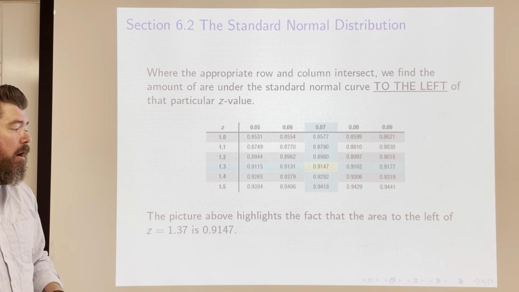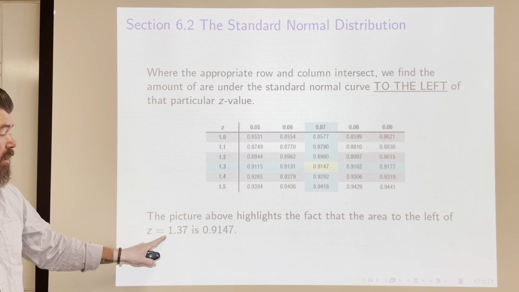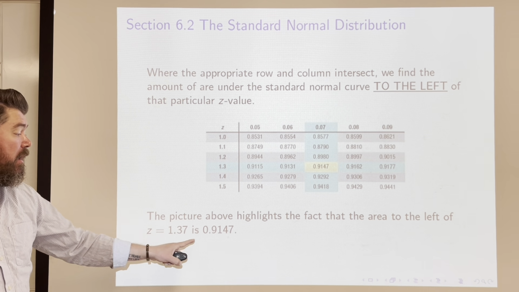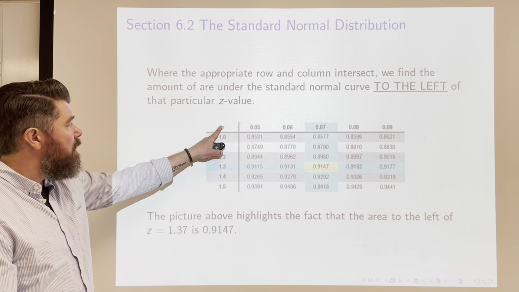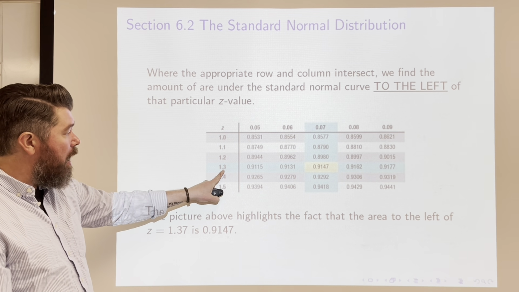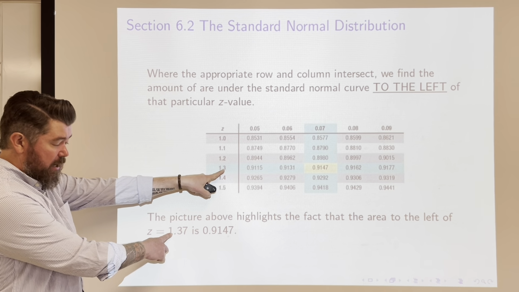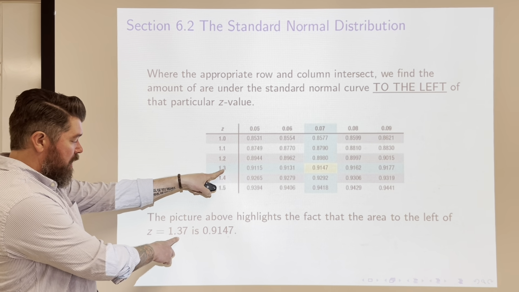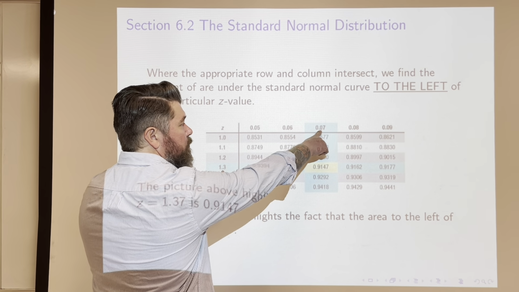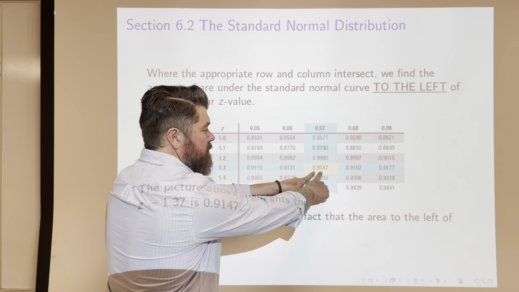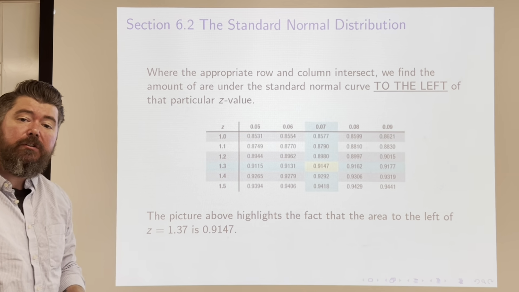The picture above highlights the fact that the area to the left of z equals 1.37 is 0.9147. Notice that if I take my 1.3, the first decimal place of my z value, and then I look at my second decimal place, 0.07, and I align these, I get the area to the left of that value.